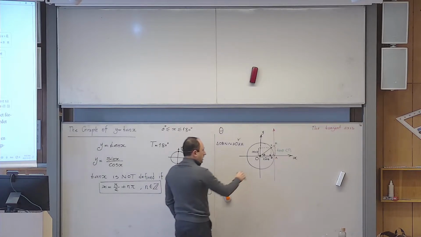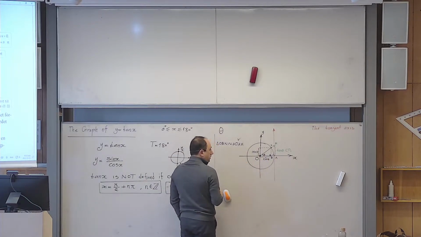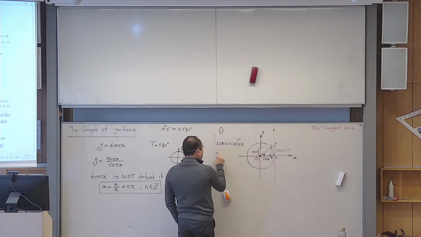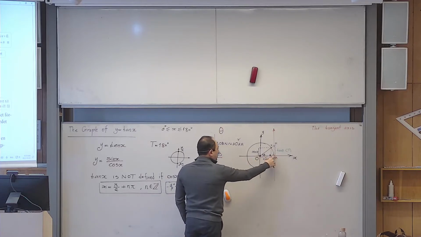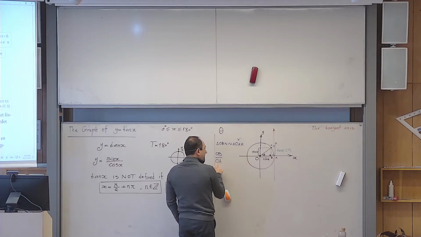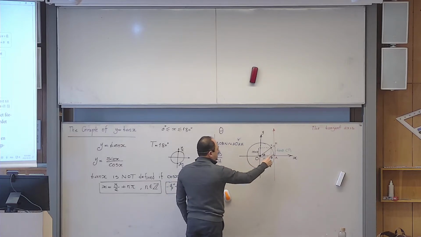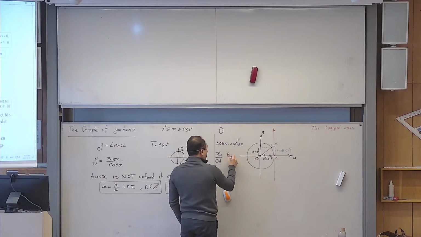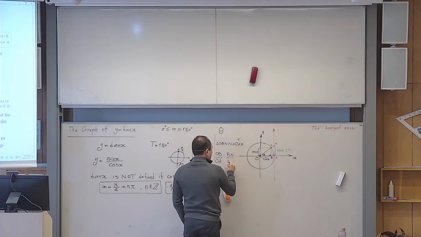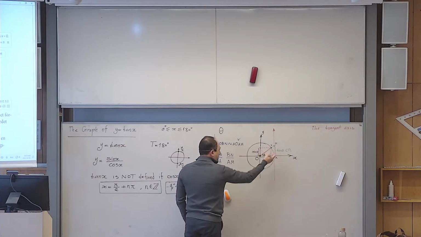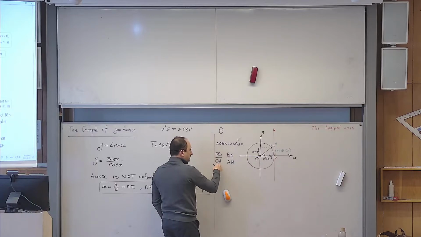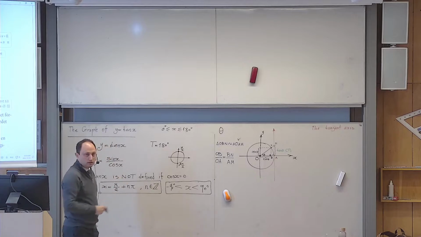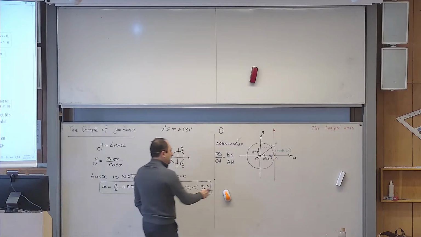If they are similar, I can write the equality of the corresponding ratios. For example, I can take OB divided by OA. This will be the same if I take BN and then divide it by AM. Because these two triangles are similar, it means corresponding ratios are also equal. Yes, is that clear? Okay, but now let us look.